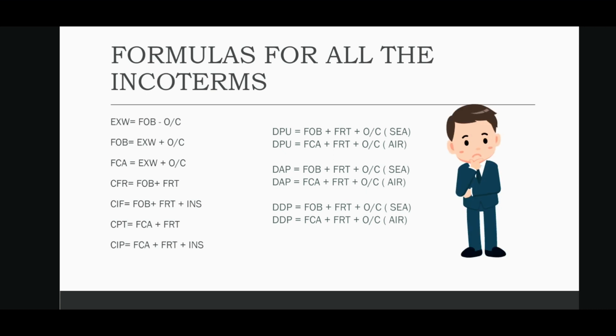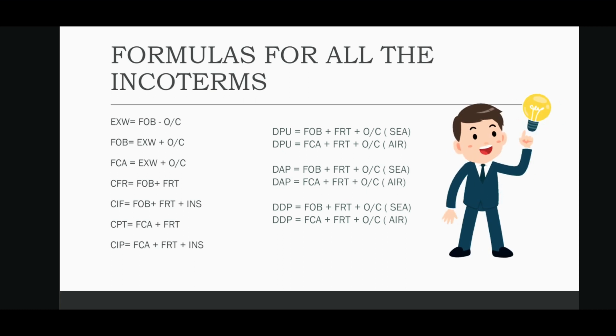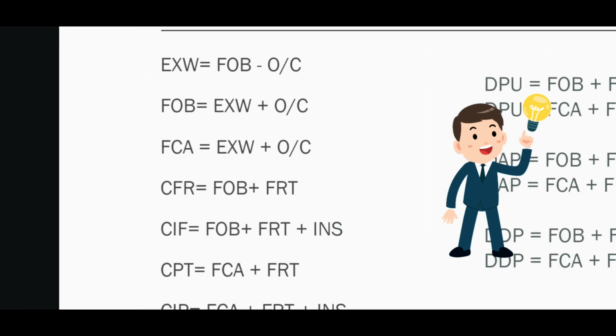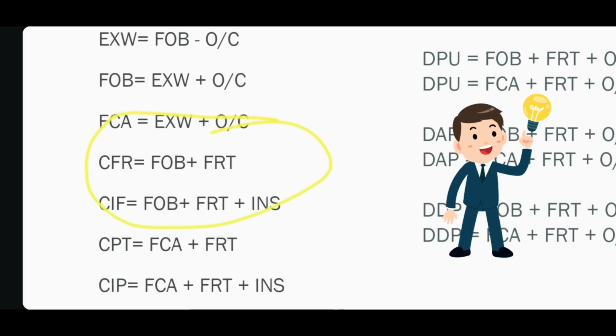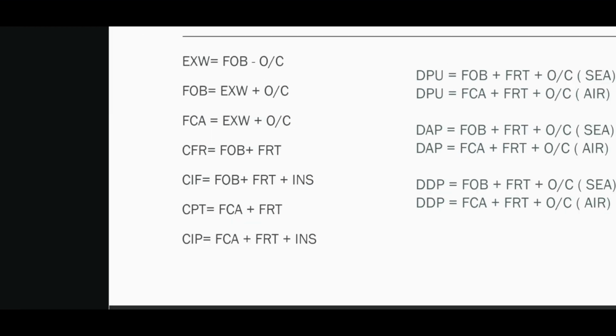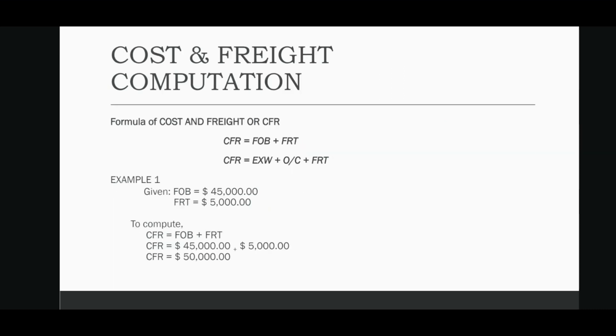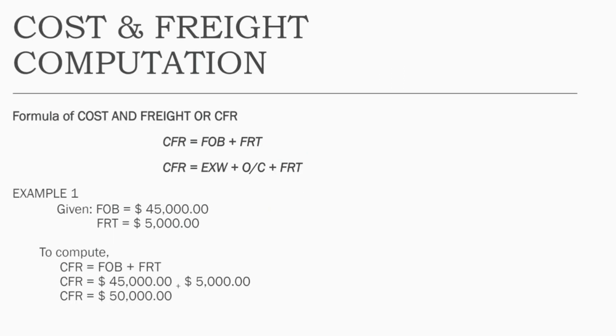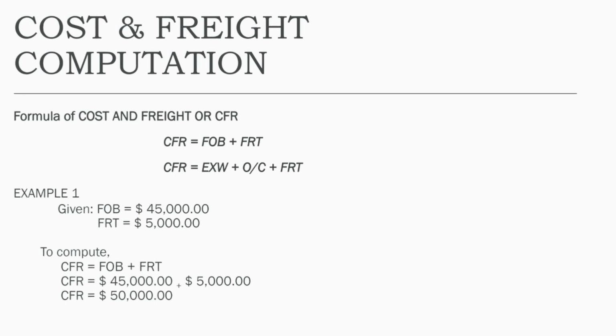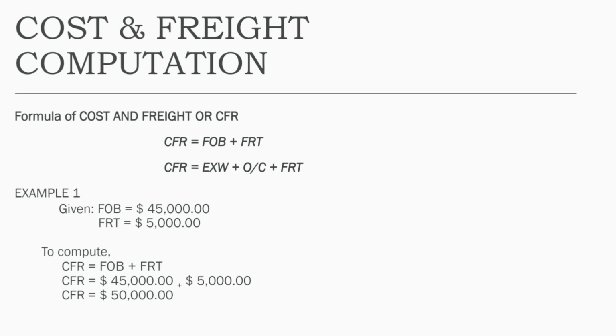So here are your formulas for all the Incoterms, but in this video, we are going to focus on the CFR. So your CFR is FOB plus freight. Here are the sample problems for your CFR. The formula for the cost and freight or CFR is equal to FOB plus freight, and another one is CFR is equal to EXW plus other charges plus freight.